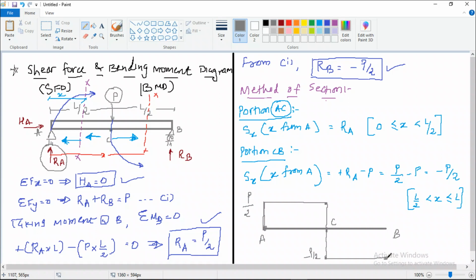Now when we reach point B, there is a reaction at point B, that is P by 2. So again here it will become minus P by 2 plus P by 2. Now there is one correction here: reaction RB will be plus P by 2 here, not minus, because P minus P by 2 will be plus P by 2.